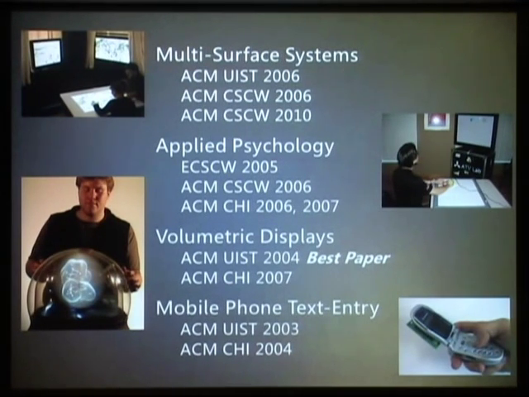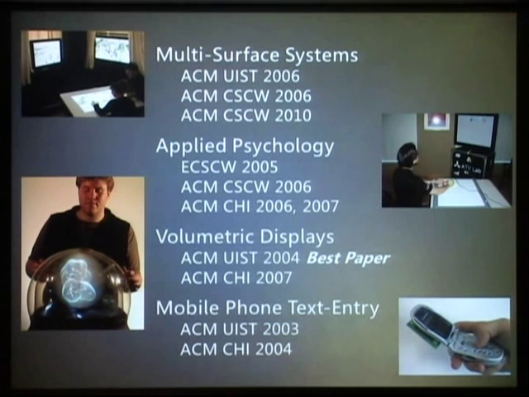The area of applied psychology allows me to apply techniques that we learn from our colleagues in psychology departments to understand effects such as superstitious behavior so that we can properly find solutions to the problems that come up in the research. Volumetric displays and other projects were done here at the University of Toronto.